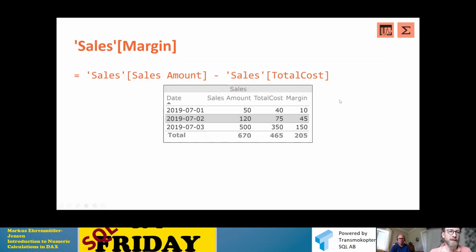So again, 50 times 50 minus 40 is 10, 120 minus 75 is 45, 500 minus 350 is 150, and then we see the 205 there. But remember, we have a calculated column. It's not calculated this way. There's an implicit measure, which is now again summing up the results of those individual calculations. This is very important to remember. It's not done this way, it's done this way. Currently, it doesn't make any difference, but we will see in the next example, it makes a big difference.